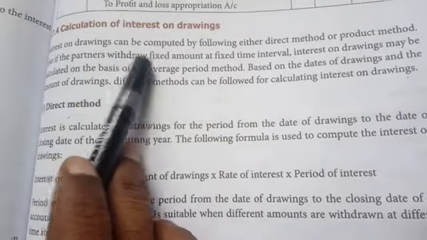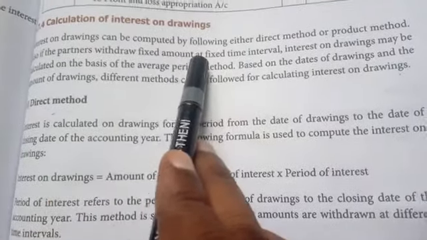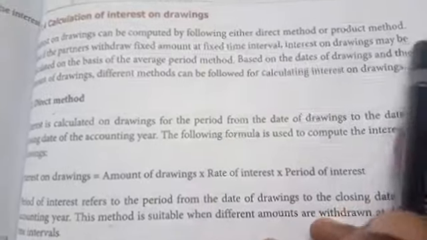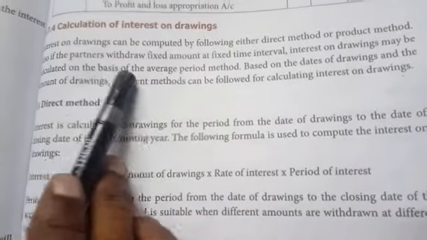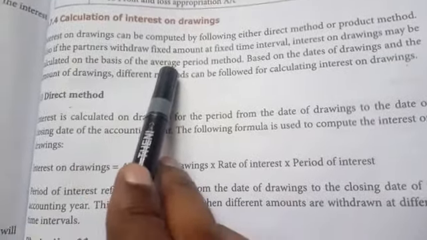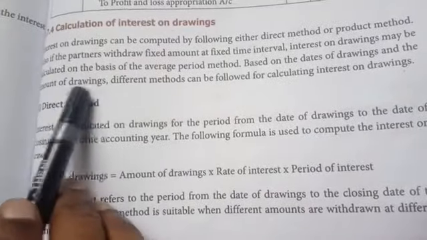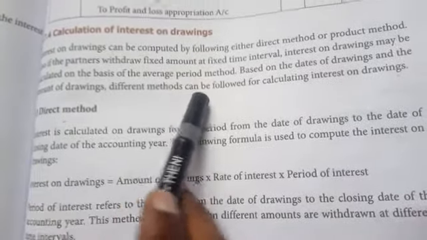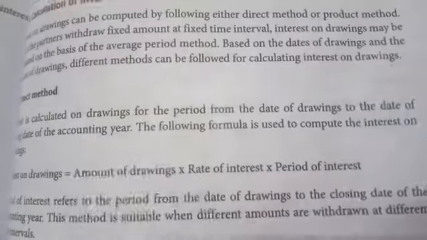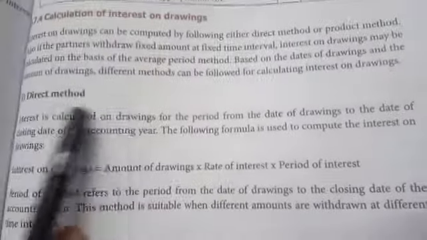Also, if the partners withdraw a fixed amount at a fixed time interval, interest on drawings may be calculated on the basis of average period. Based on the date of drawings and the amount of drawings, different methods can be followed for calculating interest on drawings. First one, direct method.